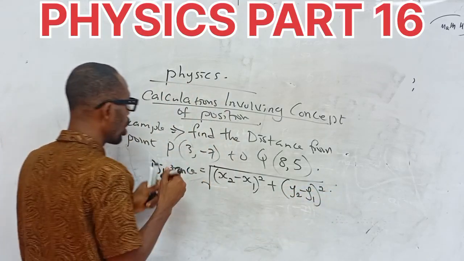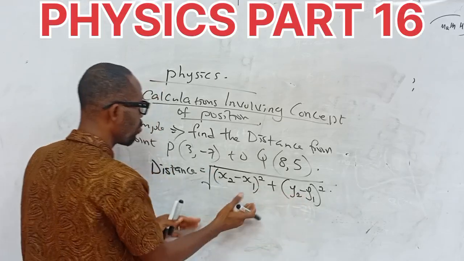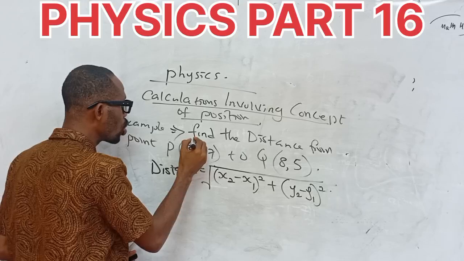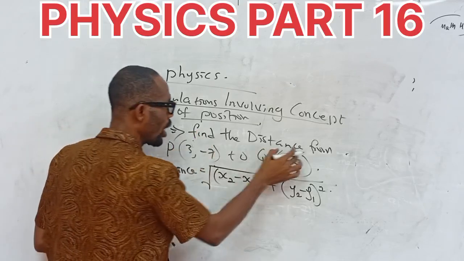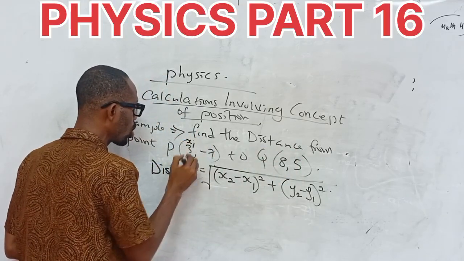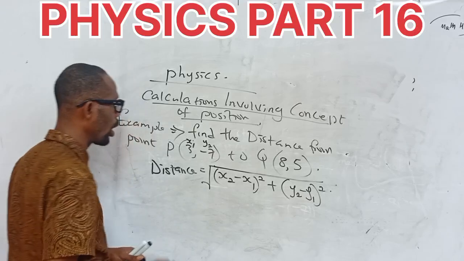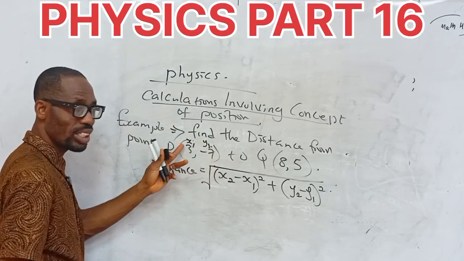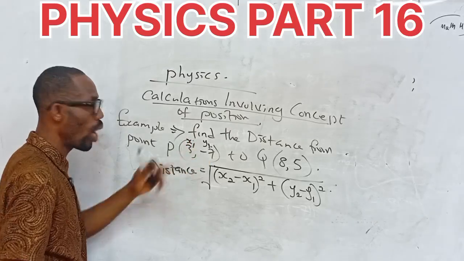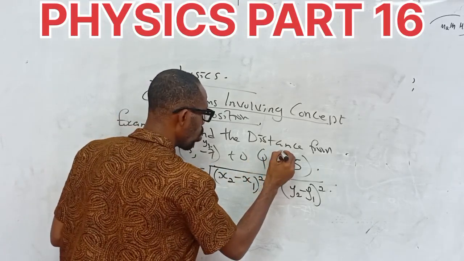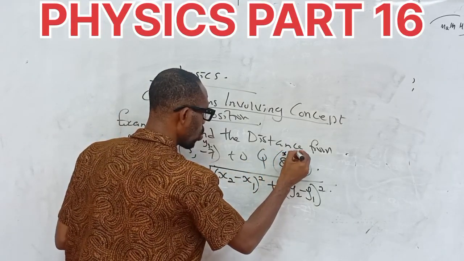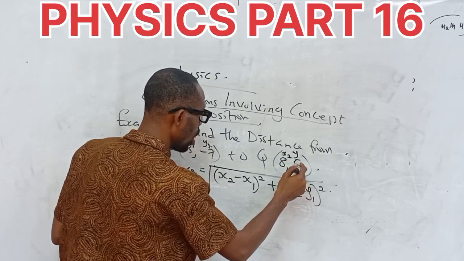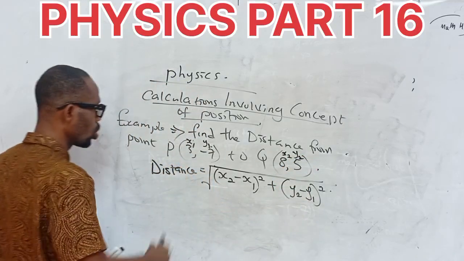Now, before you begin to replace the variables, label them to understand. This will be x1, y1, x2, y2. So this is x1, and this other one is y1. The x is for the horizontal component, the y is for the vertical component. This is x2, and this is y2. Are you with me? So let's move on.